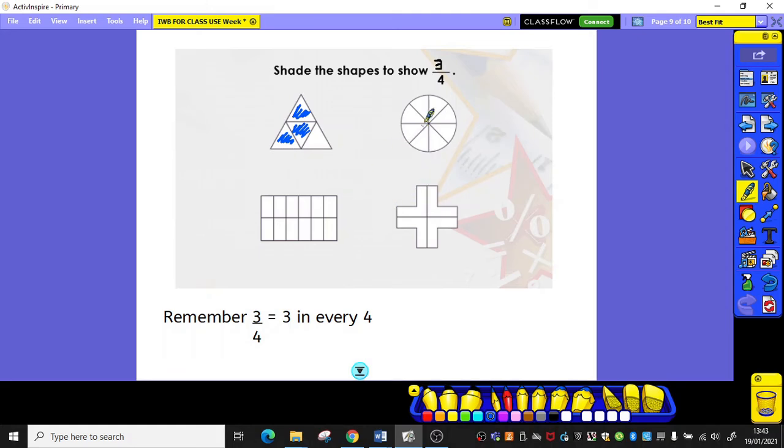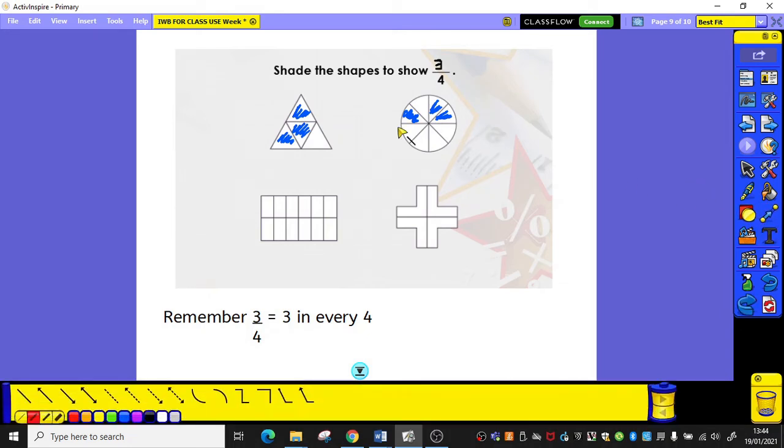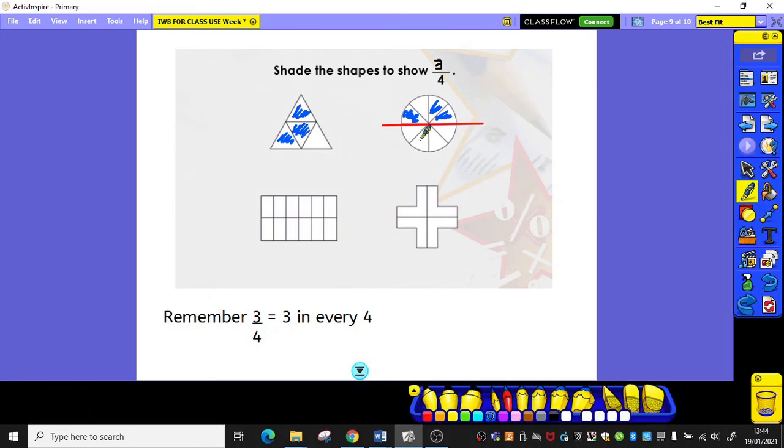But if I was to take this shape and do 3 for every 4, again I need to see that I've got 4 pieces. I could colour it like that if I wanted to. Think about how we cut that cake or cut that circle before, across the middle. And equally I could do 1, 2, this time I might put the 3 together, but I've still got 3 for every 4, 3 for every 4.